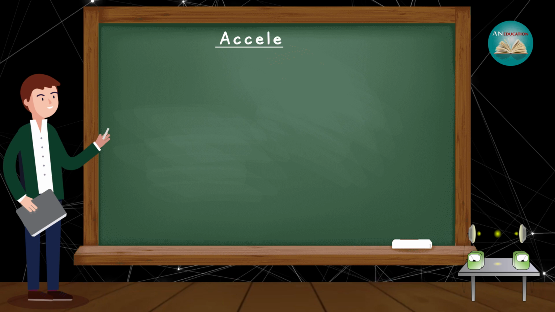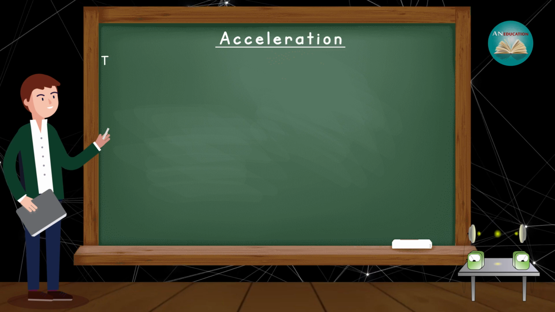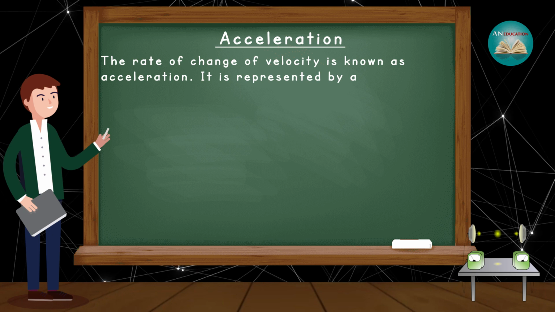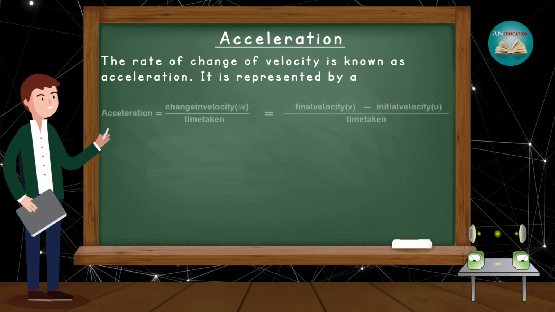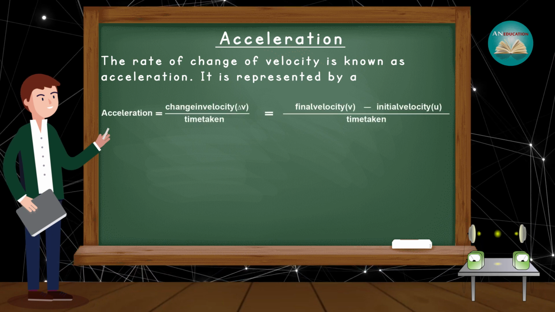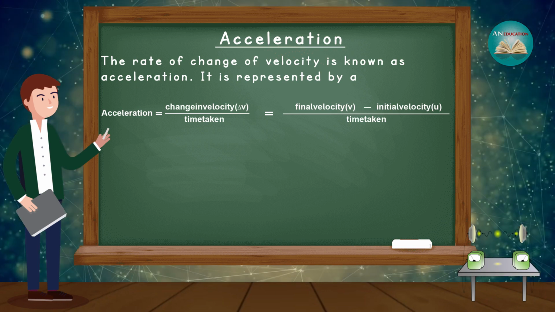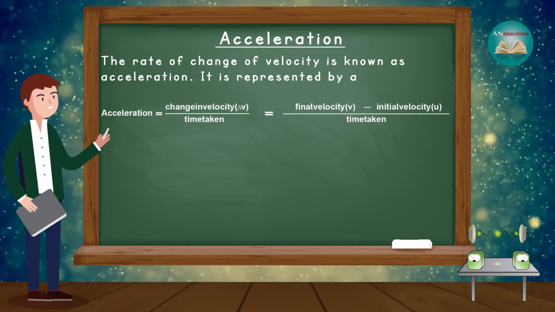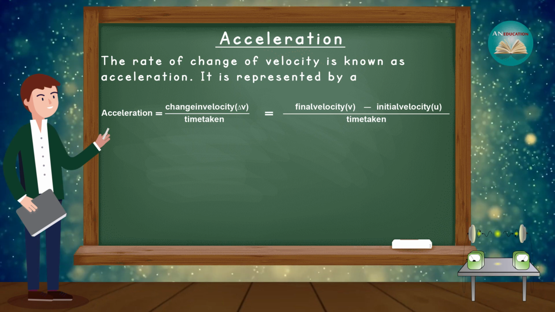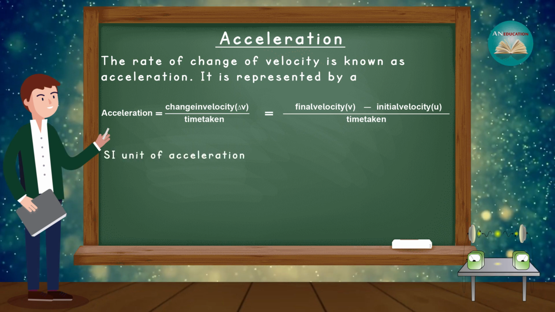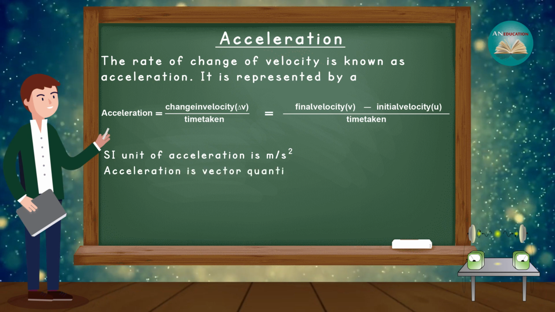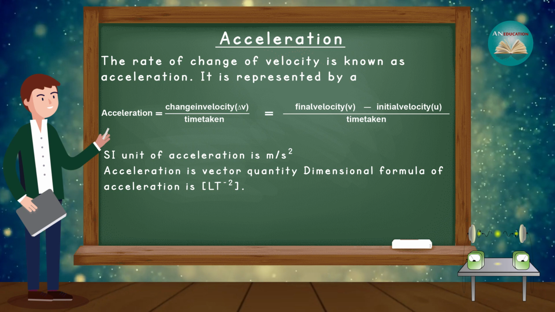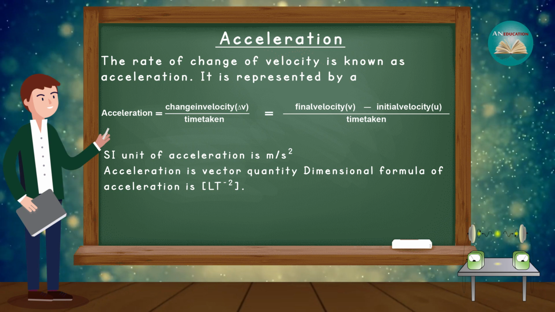After that, let's discuss acceleration. What is acceleration? The rate of change of velocity is known as acceleration. It is represented by small a. The formula of acceleration is a equals change in velocity, delta v, upon time taken, which is equal to final velocity small v minus initial velocity small u upon time taken. SI unit of acceleration is meter per second square. Acceleration is a vector quantity. Dimension formula of acceleration is L T to the power minus 2.